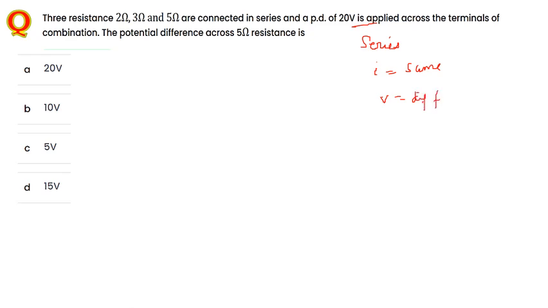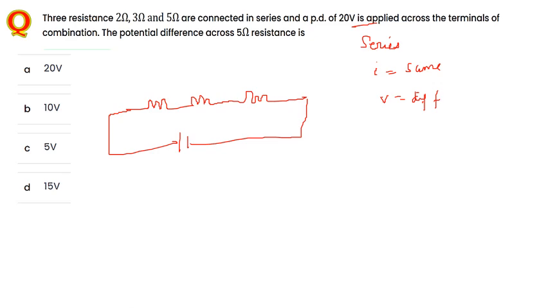For this one, I mentioned here a 2 ohm resistance, a 3 ohm resistance, and a 5 ohm resistance, all connected in series, and connected to a potential difference of 20 volts. This is the 20 volt potential difference, and this one here is 2 ohm, 3 ohm, and 5 ohm.